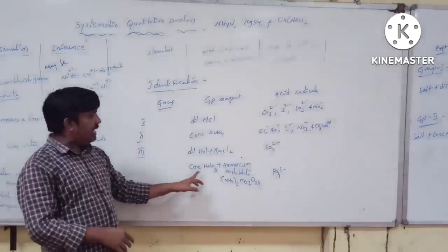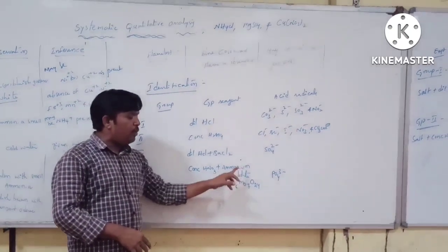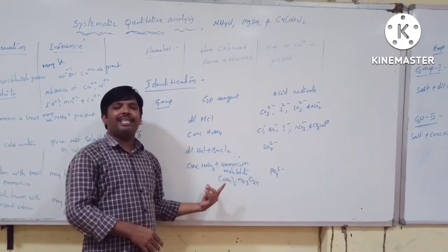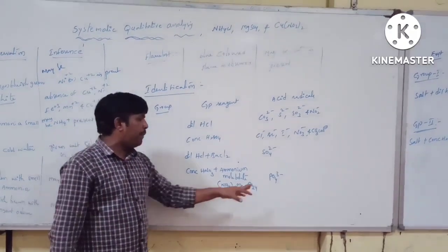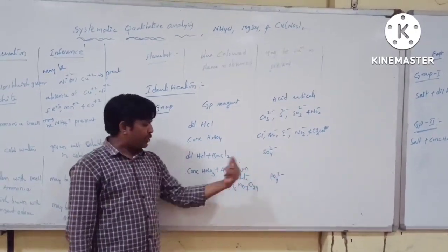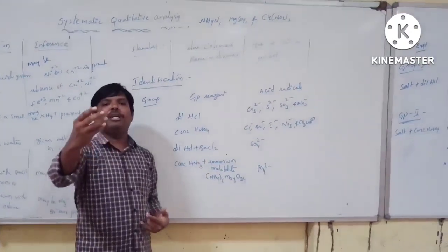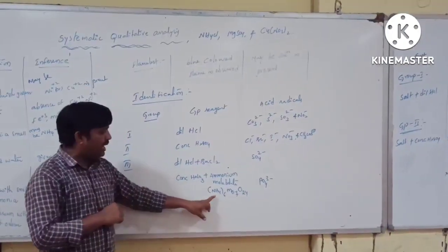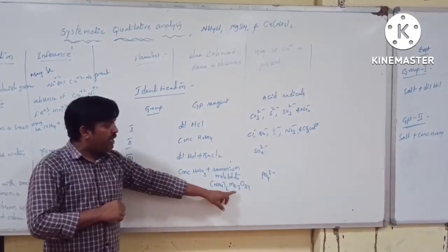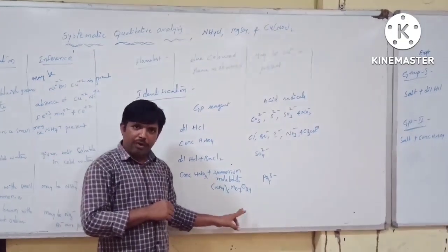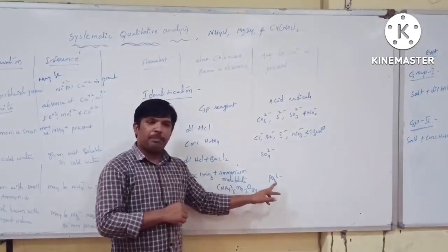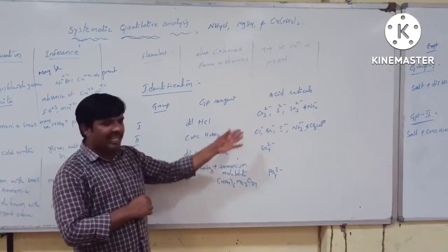Another one is concentrated HNO3 plus ammonium molybdate. This reaction is used for finding phosphate. మనకు లేదు అయినా కానీ నేర్చుకుందాం. What is the ammonium molybdate formula? That is a viva question. (NH4)6 Mo7 O24. That is phosphate, PO4 3 minus. These are the three categories.